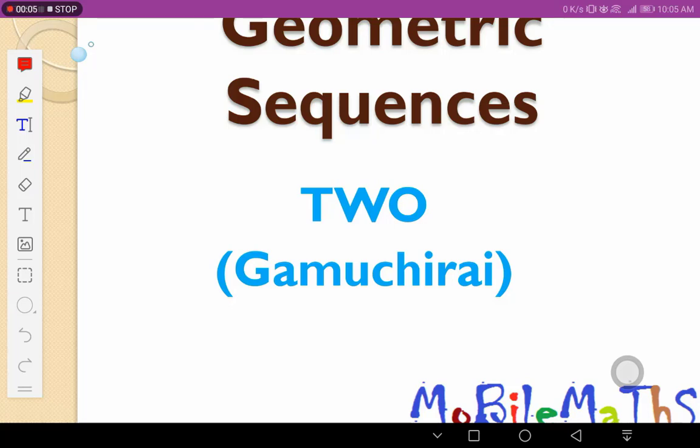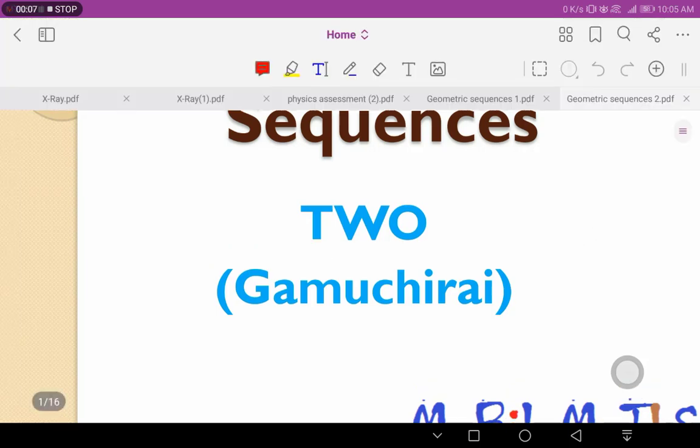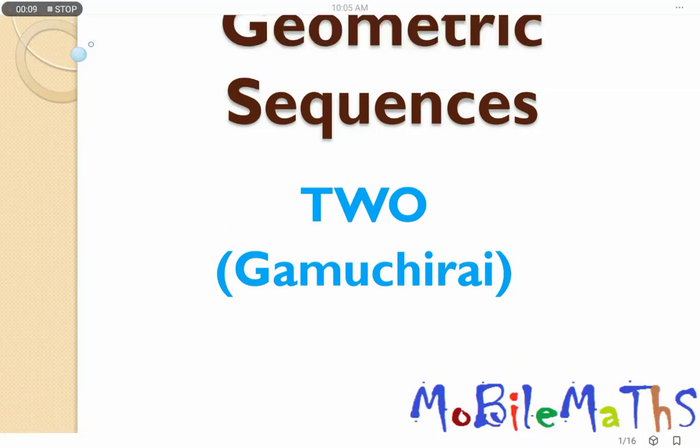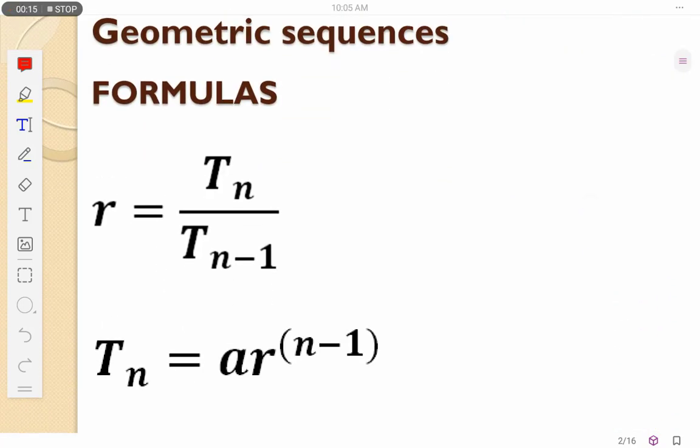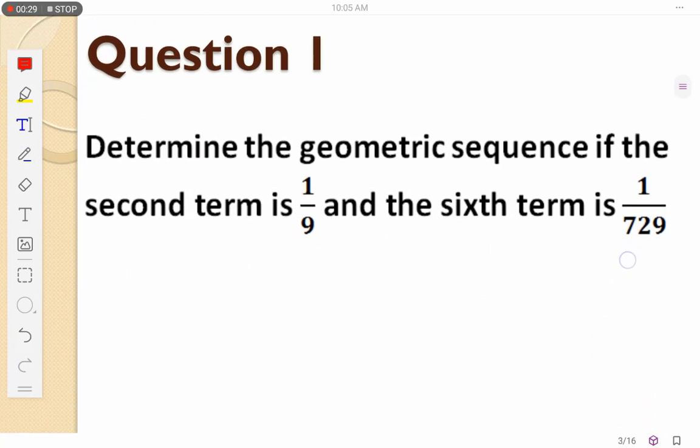Today I want us to look at geometric sequences 2. Here we are going to use the same formulas: the common ratio is r equals Tn over Tn minus 1, and the nth term is a r to the power of n minus 1. Okay, so let's go straight to our questions.